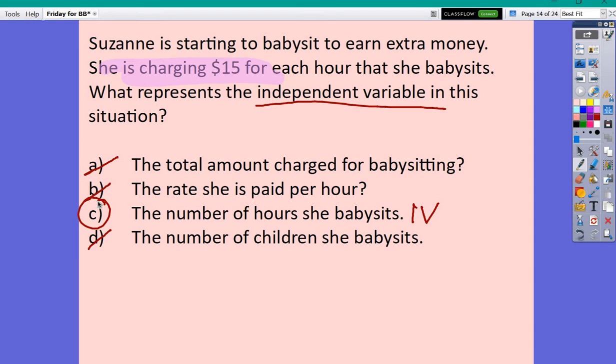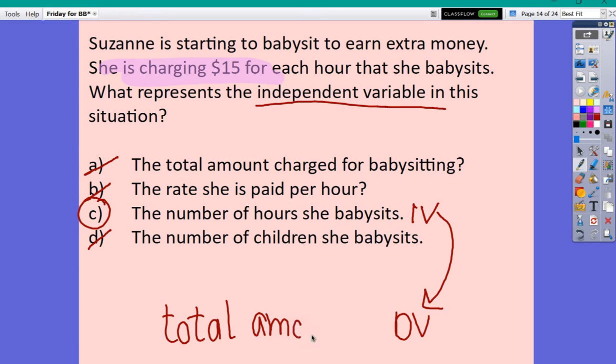She can change that. Maybe this week she only works 20, and maybe next week she's going to babysit 35 hours. Now, as a result, the thing that changes is the total amount that she's going to make. That is our dependent variable because that depends on how many hours she's going to babysit. So A was definitely there to be a distractor. Okay, I hope that helps some of you out. If you have any more questions, just ask us in class.